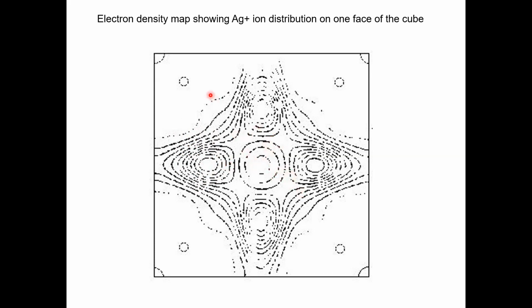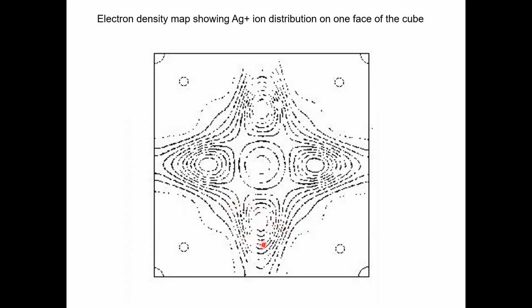You can see that this is a face of a cube, and so this is the octahedrally coordinated site in the center of that cube face. And these are the 4 tetrahedrally coordinated sites, the so-called D sites.